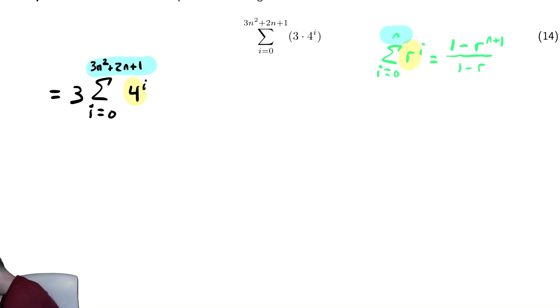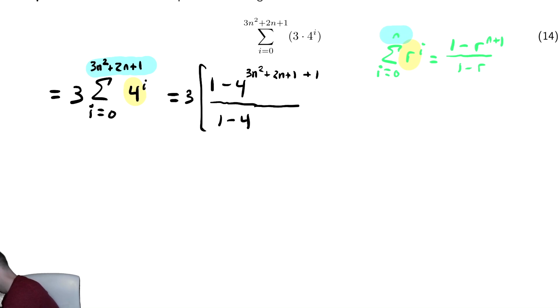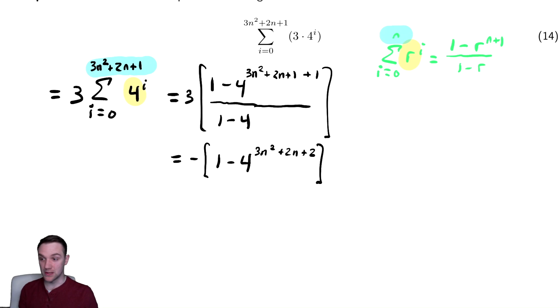This is equal to 3 times, using those values in the formula, 1 minus r, r is equal to 4, to the n plus 1, but n here is 3n squared plus 2n plus 1, divided by 1 minus r. This is equal to, the denominator there is negative 3. That cancels with the 3 and gives me a negative 1 times (1 minus 4 to the 3n squared plus 2n plus 2). You could then try to further simplify by distributing the negative 1.